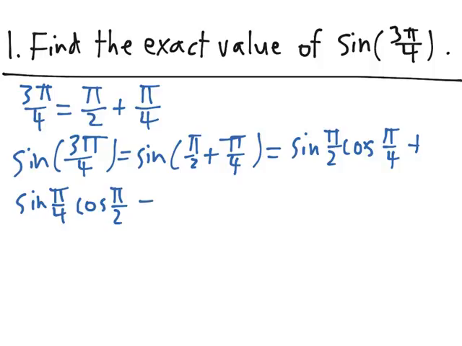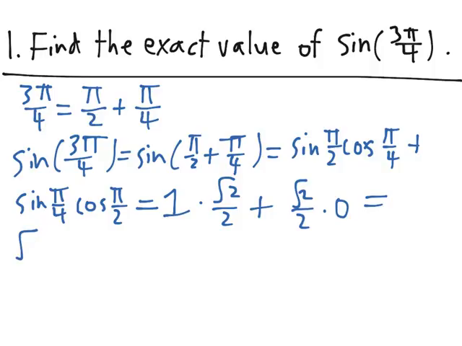If we plug in the values we know for these, sine of pi over 2 is equal to 1, cosine of pi over 4 is root 2 over 2, plus sine of pi over 4, which is root 2 over 2, times cosine of pi over 2, which is 0. So the second term will cancel, and we're just left with root 2 over 2.